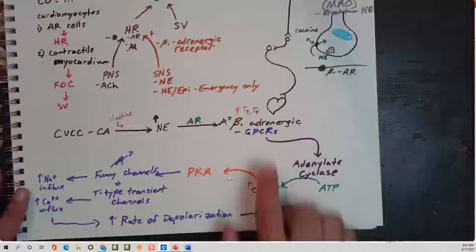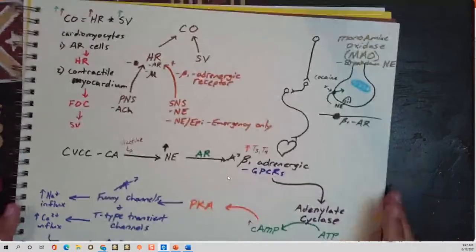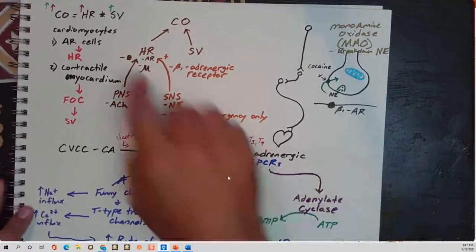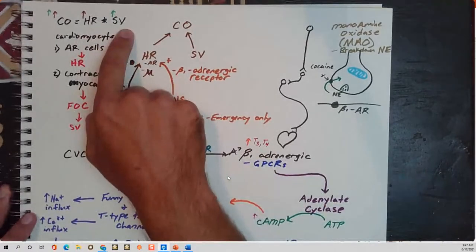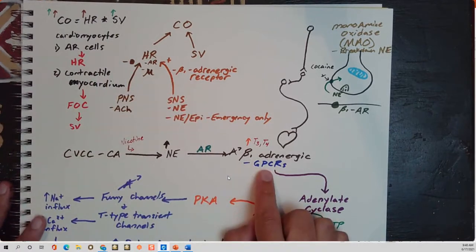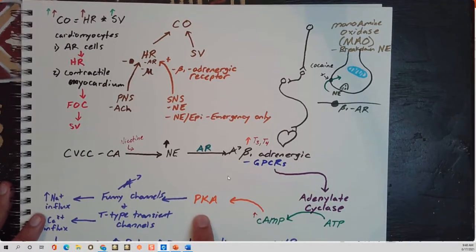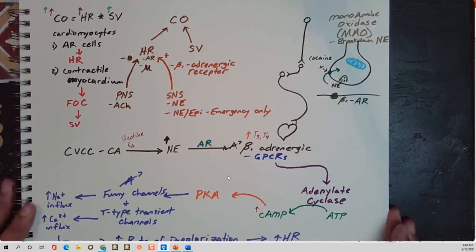But don't forget this flow chart, because remember, this is a beta-1 adrenergic receptor. And did we find beta-1 adrenergic receptors only on autorhythmic cells, or do we also find them on contractile myocardial cells? Oh, and if beta-1 adrenergic receptors are activated, guess what? Adenylate cyclase, ATP, cyclic AMP, PKA. Yeah, but not just heart rate increases. That's what I'm trying to tell you, right?